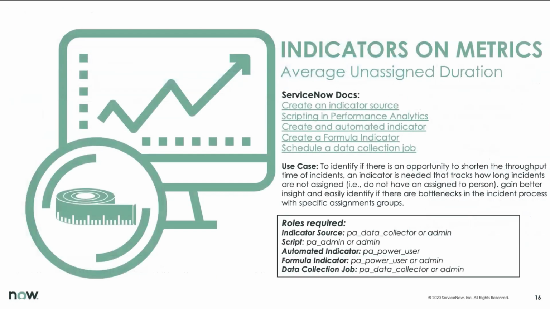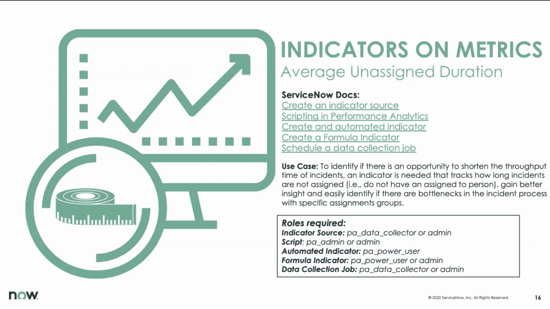So the next one is, now we're just going to look at the average unassigned duration. So how long is it actually unassigned as opposed to assigned? Sitting in an assignment group, how long is it actually sitting unassigned? And again, here's some ServiceNow docs of everything that we'll be doing inside of this demo. There is an additional step in the sense of we're going to create a formula indicator and bring this particular one that we've created and also the one that we just created, bring those together, and then we'll view that on the Analytics Hub. And there are the roles that are required to do any one of those particular things that we're going to do.